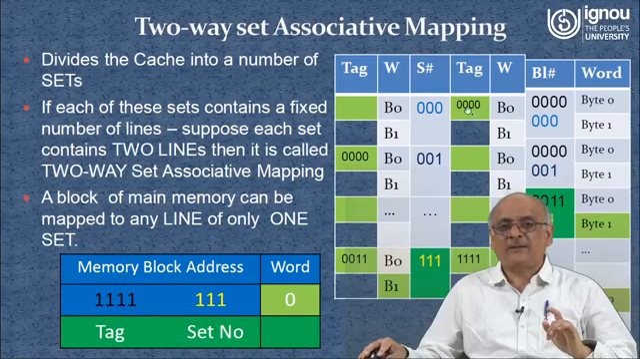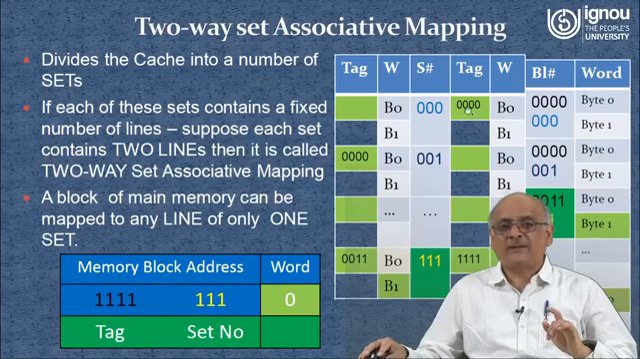So set associative, that is what it is. It divides the cache into a number of sets, and each of these sets contains a fixed number of lines. So 1 line, 2 lines, so this is 2-way set associative. Had it been 4, it would be 4-way set associative: 1 line, 2nd line, 3rd line, 4th line. With 2-way, a block of main memory can be mapped to any line of only one set.